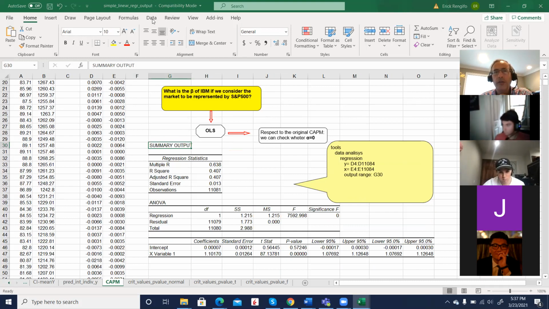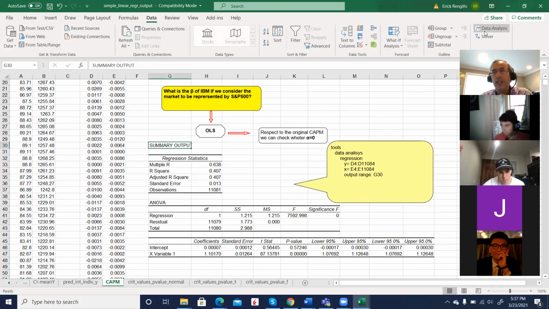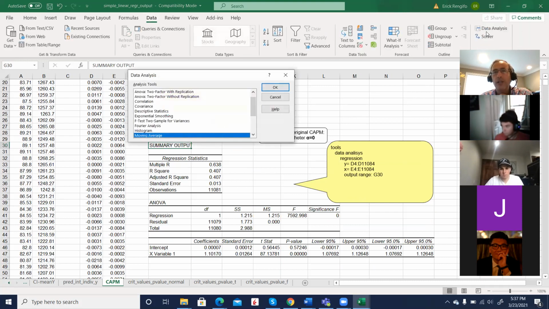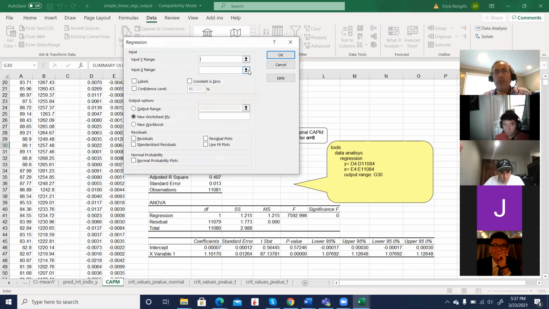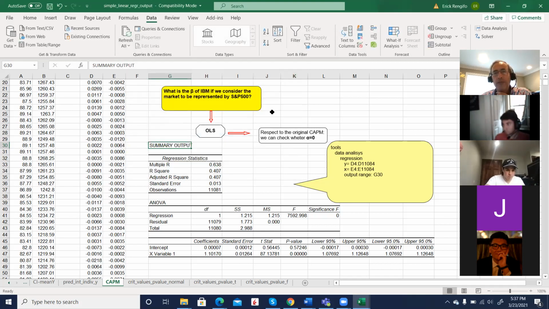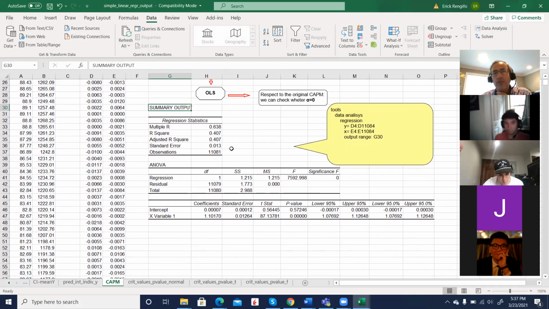What is my data here? Here we go. Data analysis, and then you go into regression. You enter the data, my Y input, my X input, my labels in the first row, my output range, etc. And then you simply run this one here. And what you get is this table, this result here.